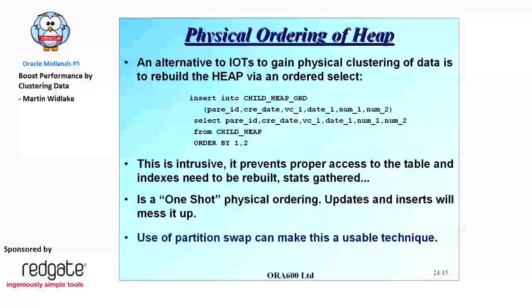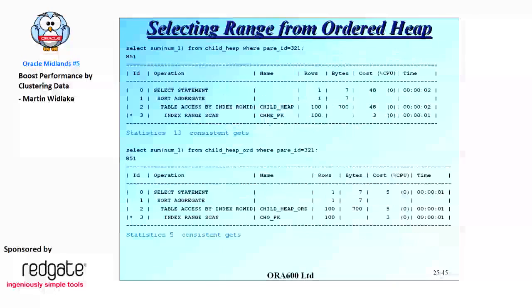Using partition swaps can really aid this. You order your data and then swap it in. Okay, so that's another way of clustering your data, ordered inserts. And I did an example of going from an ordered heap, and the consistent gets went down quite considerably.